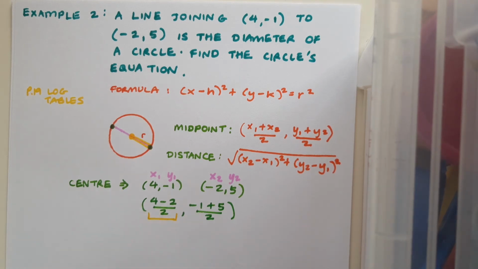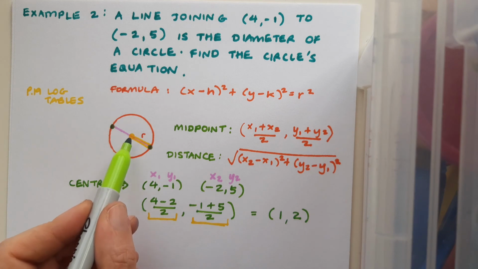So I can put this bit into the calculator in full, and I get an answer of 1 for that part. And I can put the second part of the coordinate into the calculator in full, and I get a 2 for that part. And don't forget, of course, the centre is going to be a point, so I'll write it as a point, (1, 2). So the centre found, I still have to find the radius before I can find the equation.